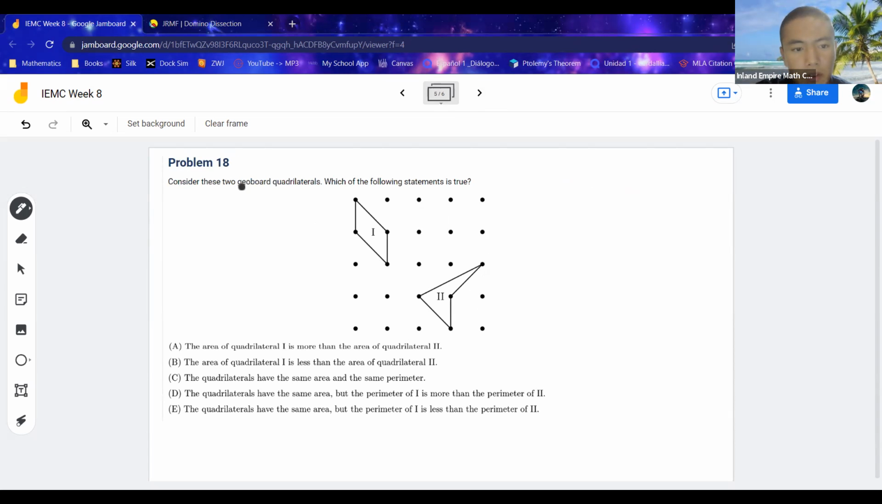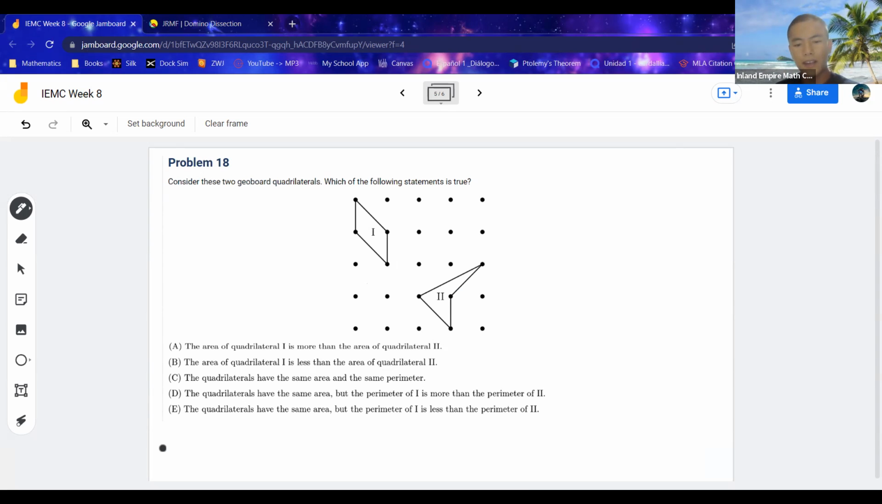So consider these 2 geoboard quadrilaterals, which are these little shapes you make by connecting the dots here. We want to find out which of the following statements is true. A, the area of quadrilateral 1 is more than the area of quadrilateral 2. B, the area of quadrilateral 1 is less than this area. C, the quadrilaterals have the same area and the same perimeter. D, they have the same area, but the perimeter of the first one is more than the second one. And finally, E, the quadrilaterals have the same area, but the perimeter of 1 is less than the perimeter of 2.